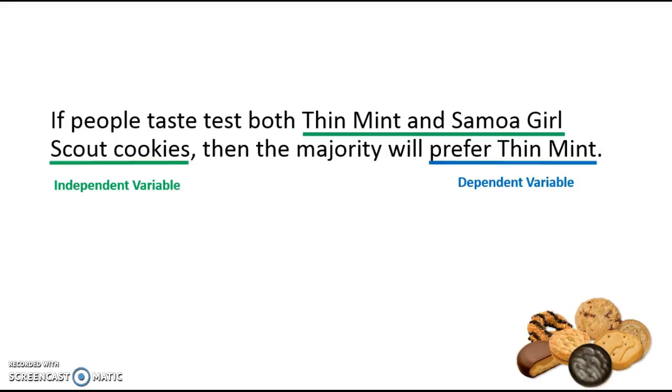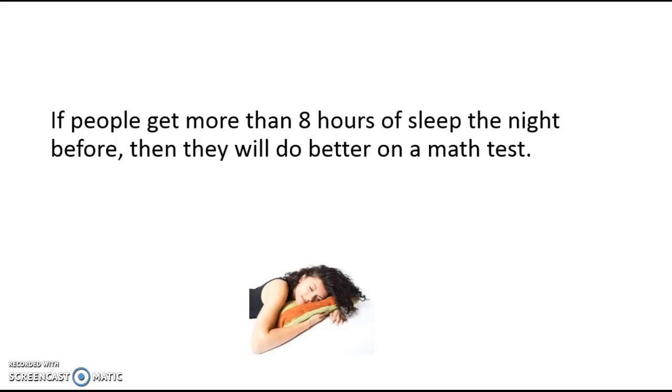You might want to say that this is preference for Thin Mints, but I would suggest you keep it broader because there will be some people there that prefer Samoas, and we will also be measuring that. It's not stated but implied. On the subject of implied, let's look at another example.